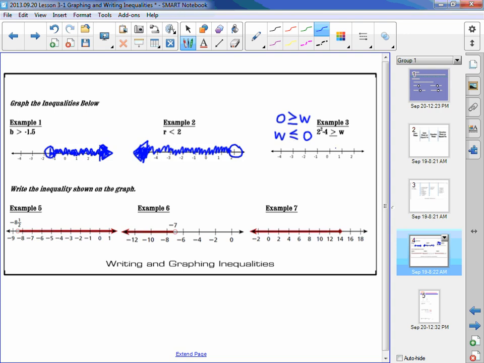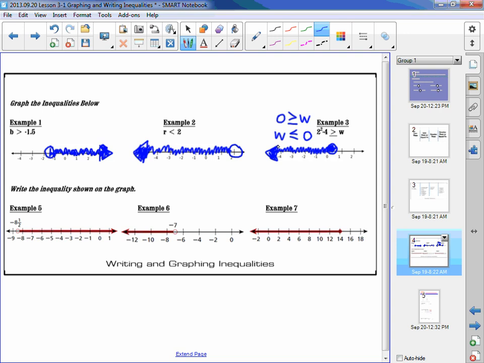So here's the 0. I'll put a circle on it. Because of this equal to symbol here underneath, I have to shade it in. And then less than would go this way. Less than always shades to the left. They both start with L. That's how I remember. Less than to the left.